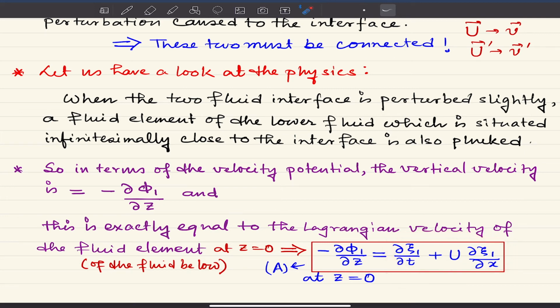So d xi dt has two parts: del xi 1 del t, because we are talking about the perturbation, so it is not xi but xi 1, since they are first order, plus u times del xi 1 del x. Why only this component is there? Because you only have the x component. And this is true only for z equal to 0, or in the neighborhood of the old interface.